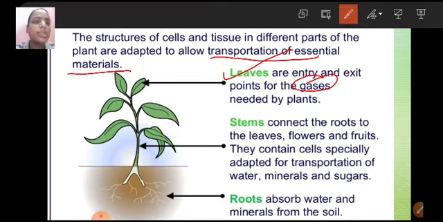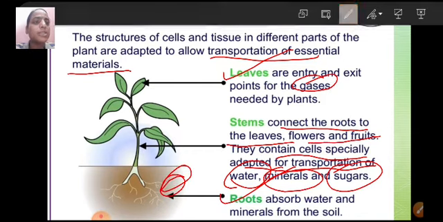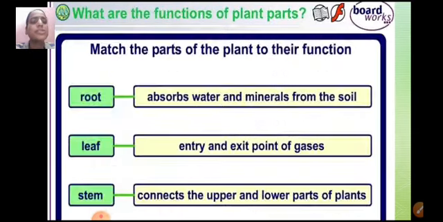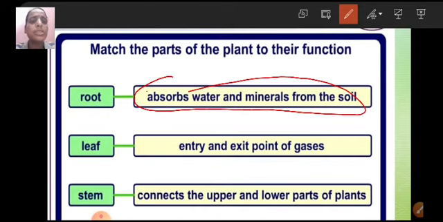Talking of the stems, we know stems connect the roots to the leaves, flowers and fruits. They contain cells specially adapted for the transportation of water, minerals and sugars. Roots help in the absorption of water and minerals that are present in the soil. So this is about the structure of the plants. Let us just have a short recap of what we have seen till now. Roots help in the absorption of water and minerals. Leaf acts as the entry and exit point of the gases, whereas stem connects the upper and the lower parts of the plants.